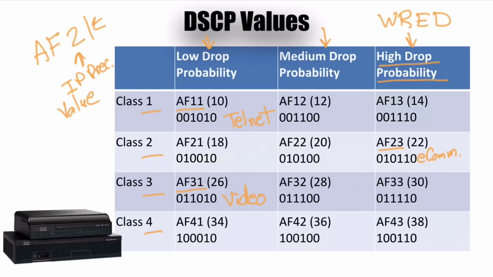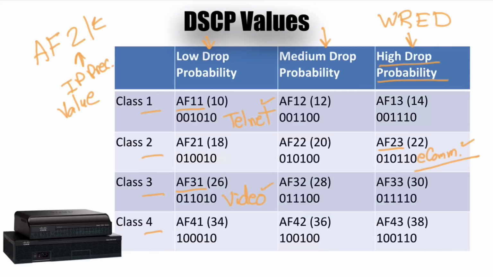Now, here's the question. If our queue is starting to fill up, if it's getting congested, who gets thrown away first? Is it going to be video? Is it going to be our e-commerce traffic? Is it going to be our telnet traffic? Actually, it's going to be our e-commerce traffic. Not because the number AF23 is greater than AF31. It's not. 22 is less than 26.